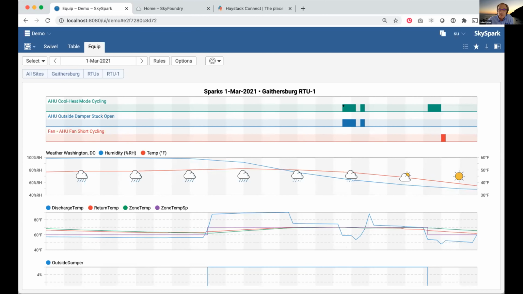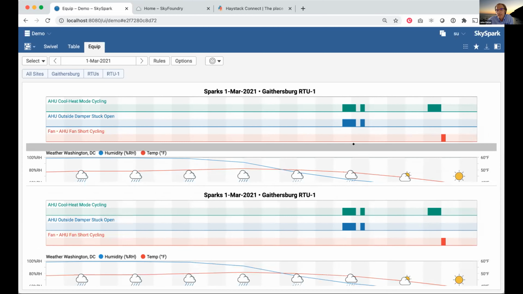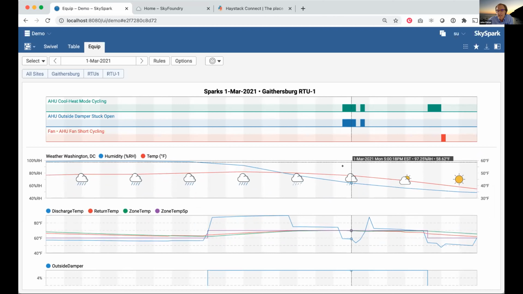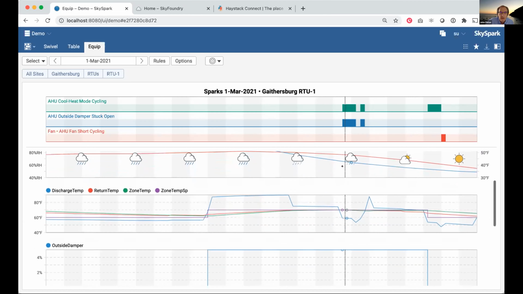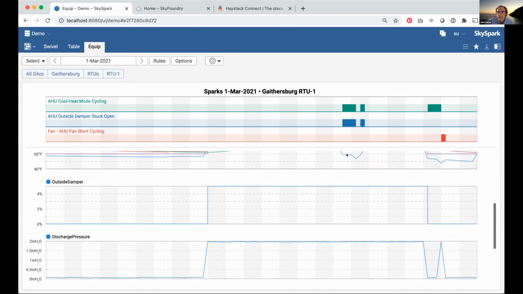And let me show you another neat feature here. We can do a split screen so that we can frame the spark lines at the top as we scroll through all the other data, right? So we see our weather, and then we see the sensor data from the piece of equipment, RTU1. We've got our discharge, return, zone temperature, zone set point. And then we've got our outside air damper.